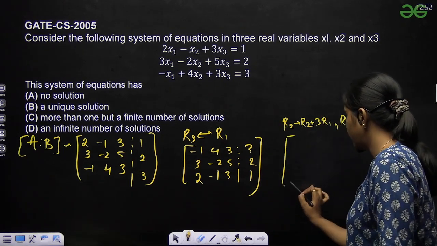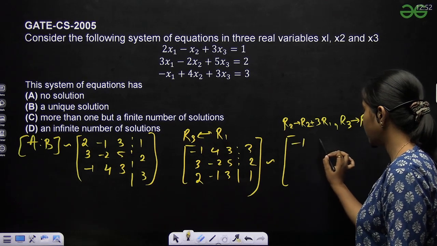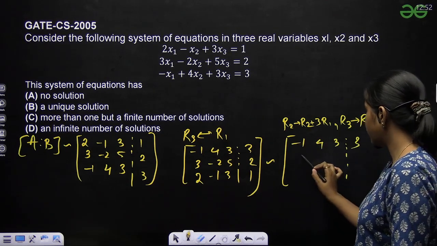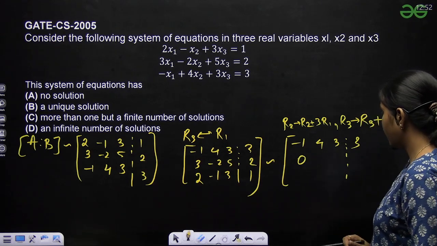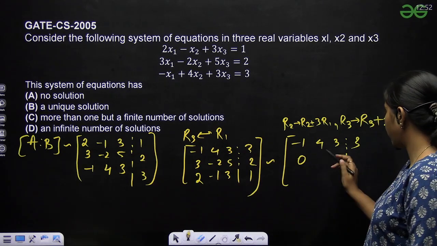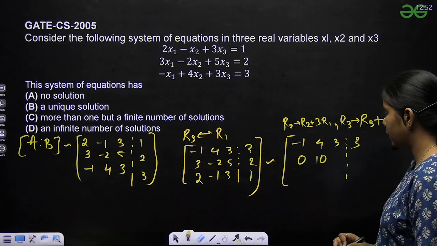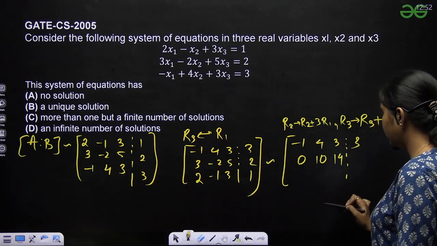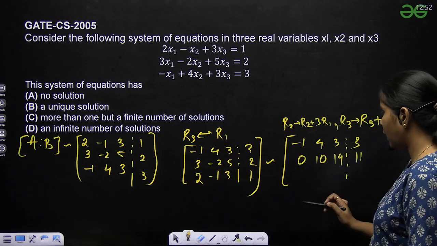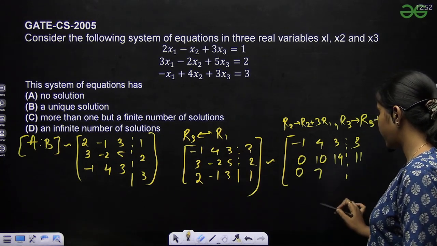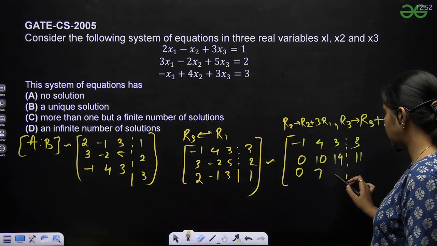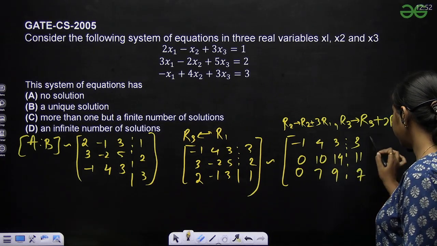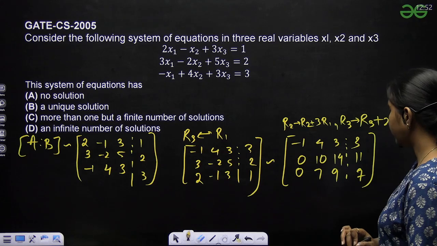Let's solve it. What you would get: -1, 4, 3, 3. This would become 0. 3 4s are 12. 12 minus 2, that would be 10. 3 3s are 9. 14. 3 3s are 9 and 11. And this would be 0, 7. And 2 3s are 6, 7, 8, 9, 7. Right, we got these values.